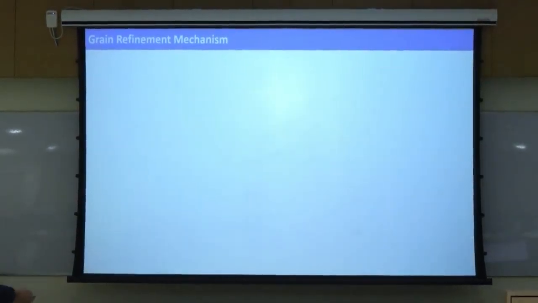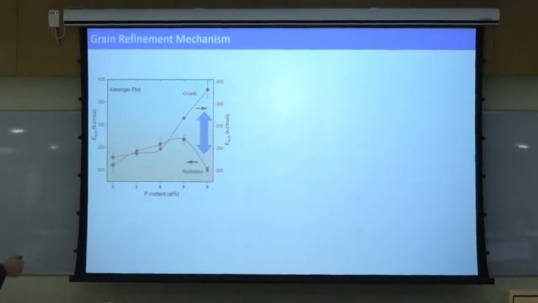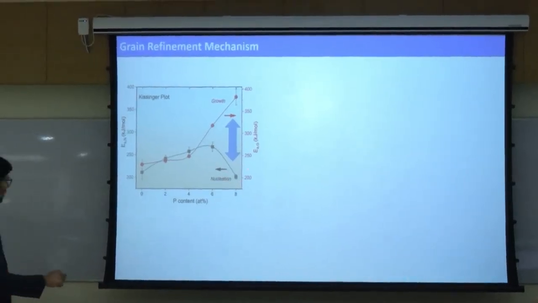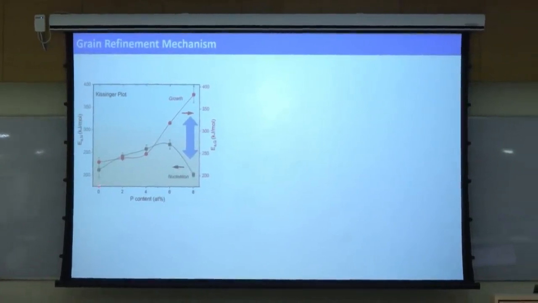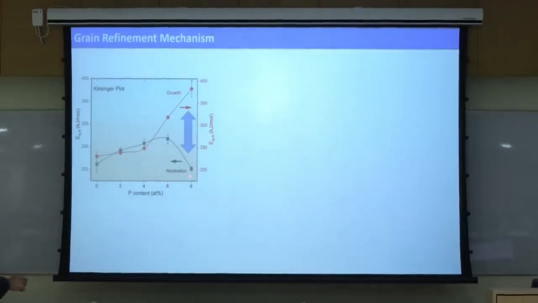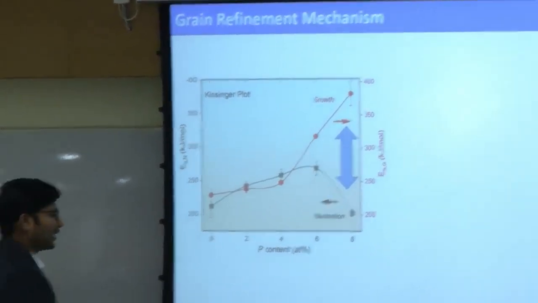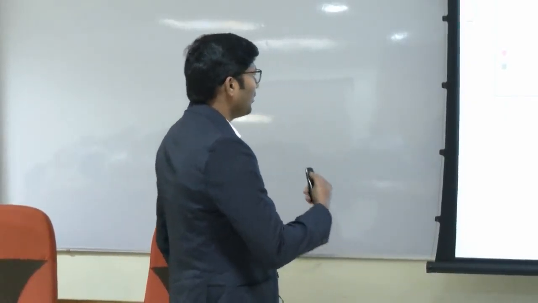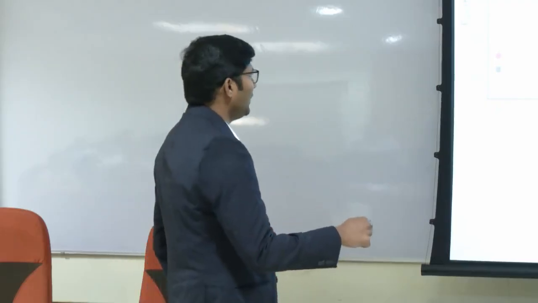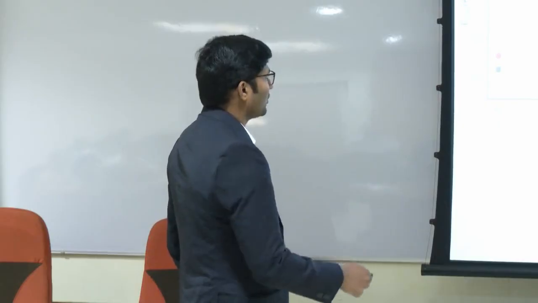To understand the mechanism, we calculated the activation energy for the nucleation process and then the growth process. We can see that with phosphorus content, whether phosphorus free or phosphorus rich, the nucleation activation energy is almost similar. That is expected because it is an iron rich system, and iron atoms come together to nucleate very quickly. But what makes phosphorus really beneficial is that it increases the activation energy for the growth.